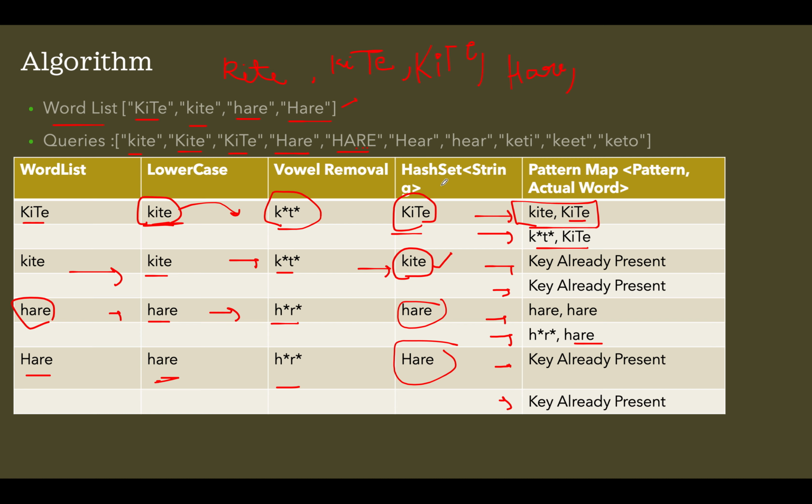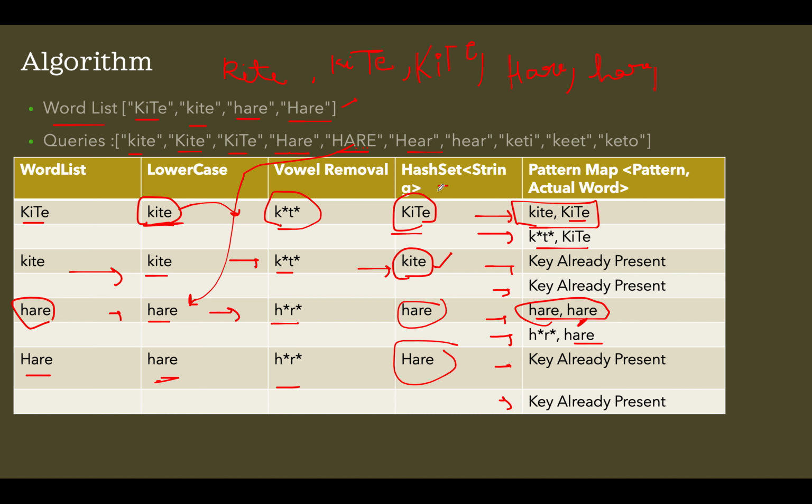There's no such entry in the hash set. What we are going to do, we'll generate a lowercase string. The lowercase string would be this, and we'll check whether there's an entry in the pattern map. The entry does exist, and we will return the corresponding value. So it gets HARE. And then we have HEAR.